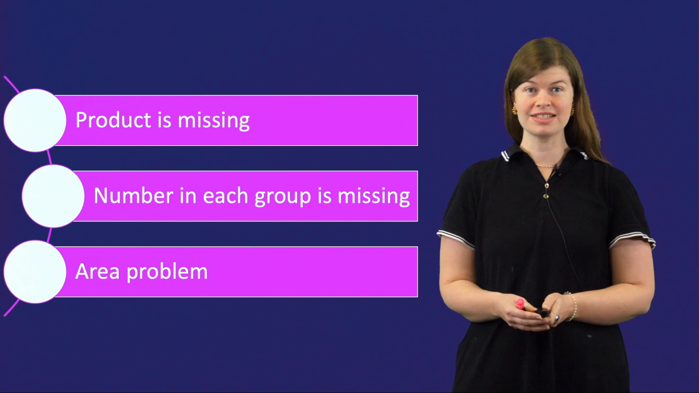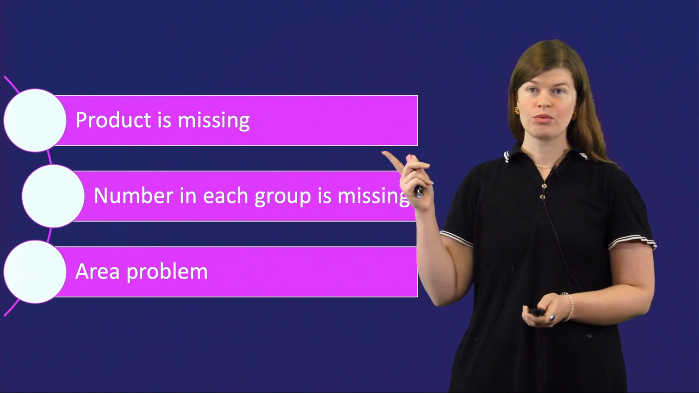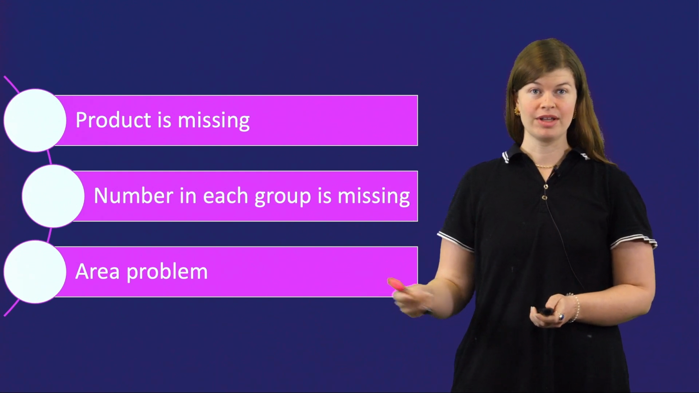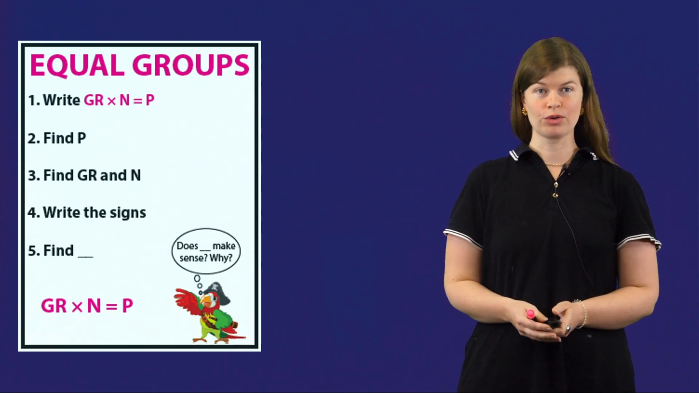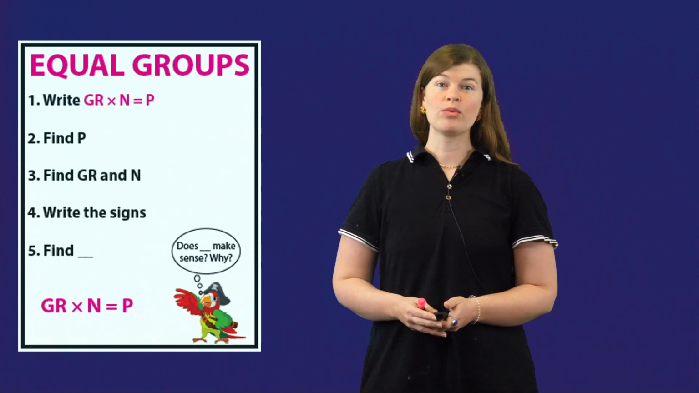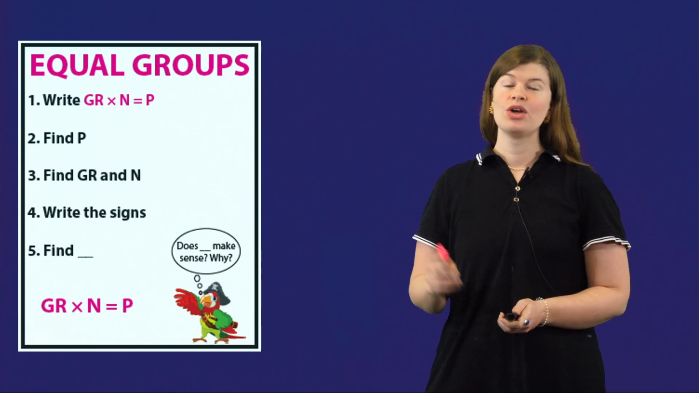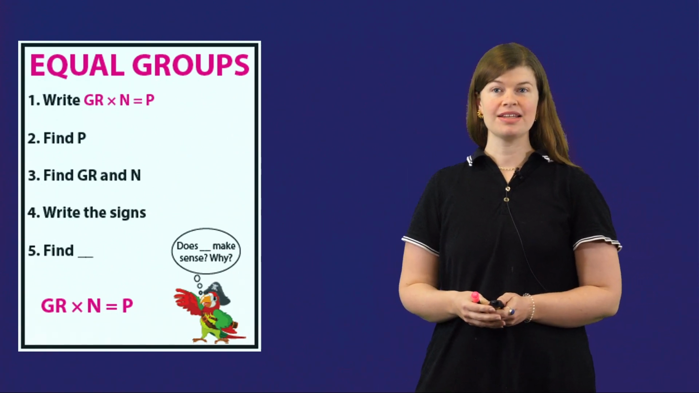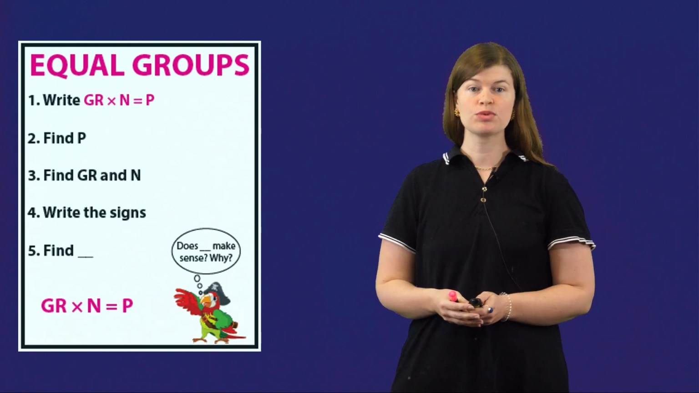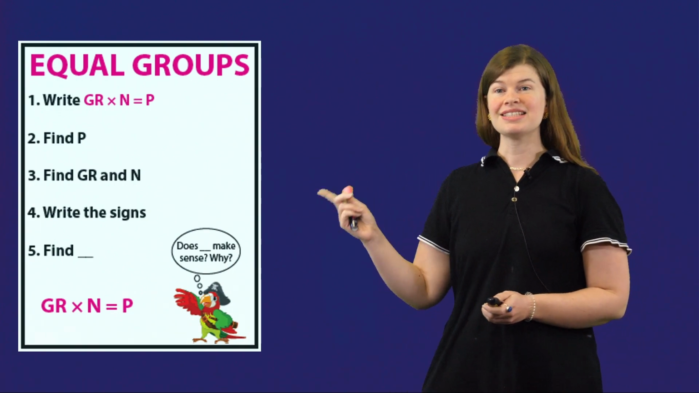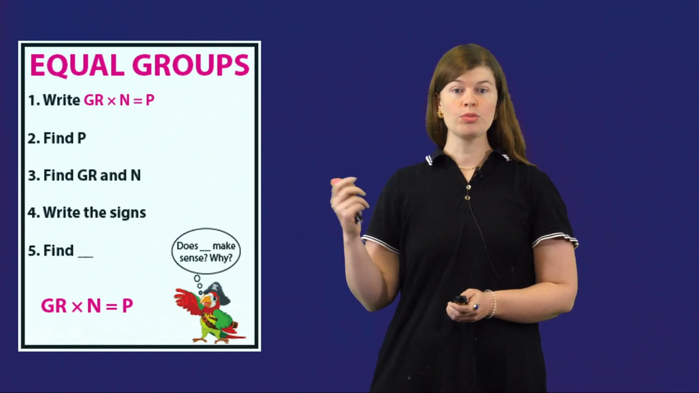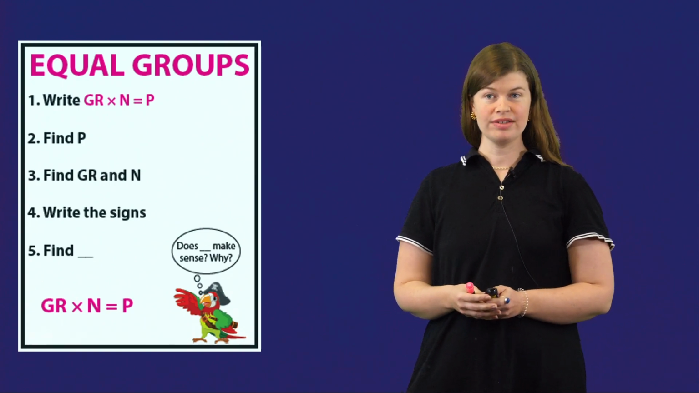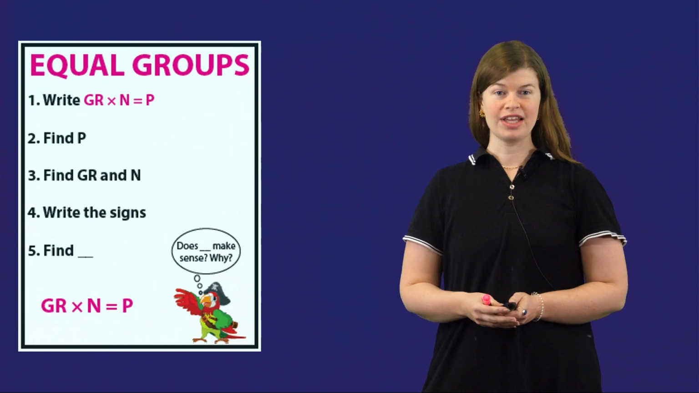We're going to review 3 different equal groups problems. One where the product is missing, one where a number in each group is missing, and an area problem. This is our equal group poster. In step 1, we write GR times N equals P, where GR is the number of groups, the N is the number in each group, and the P is the product. In step 2, students will identify P, the product. In step 3, students will find the groups and the number in each group. In step 4, they will write the signs for their equation. And in step 5, they will solve for the unknown.